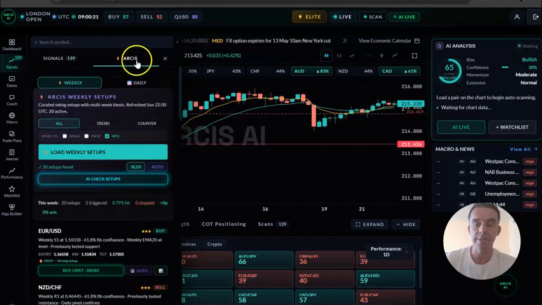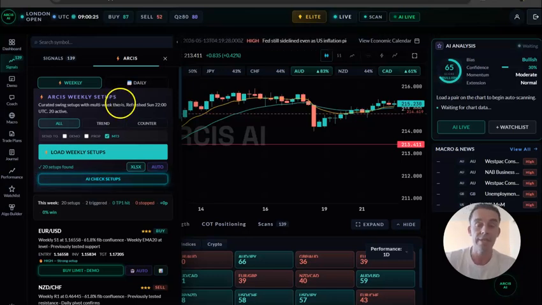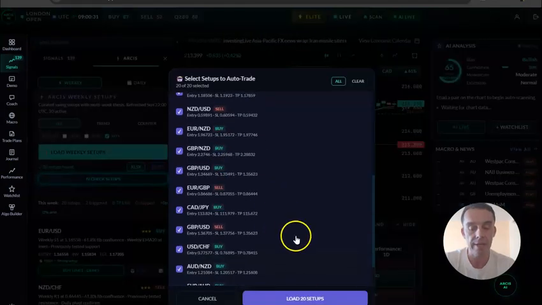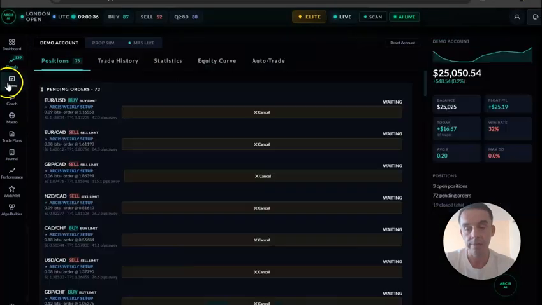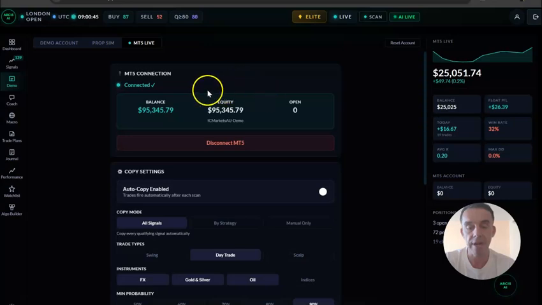We have my built-in strategies, which are the Arcis weekly and the Arcis daily. And these are the ones that I use daily and weekly. Very good setups. You just select auto and they get copied directly into either the demo account here. You'll have the prop simulator, so you'll be able to simulate prop firm accounts. You'll have the MT5 live account connection if you're on the elite tier.